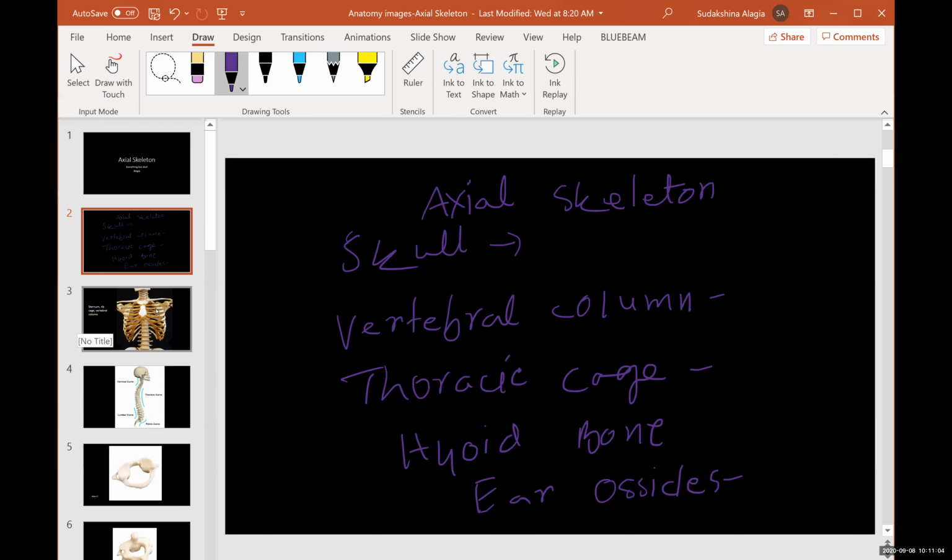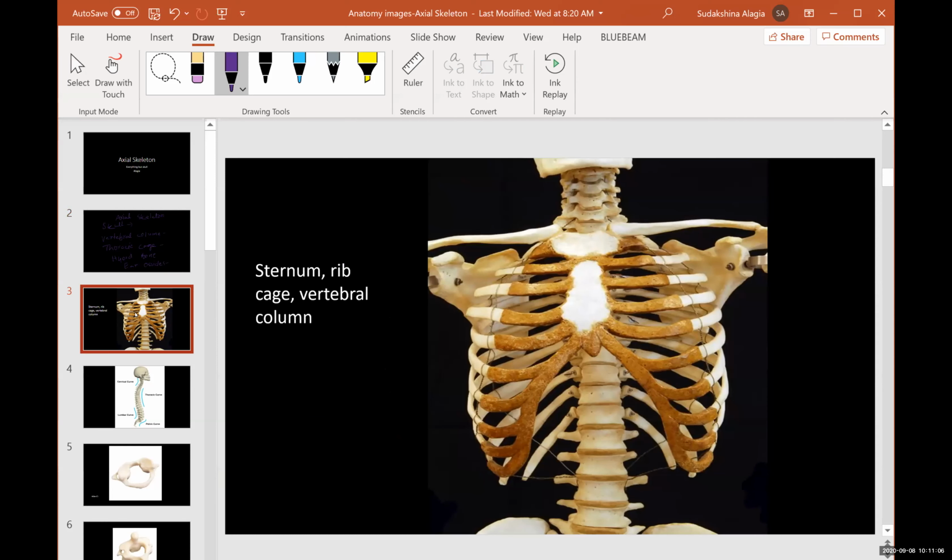So let's first look at some of these structures in integrated skeleton. So this is an integrated skeleton for the axial skeleton. So basically, besides skull, we got the vertebral column. We call it axial because it's along the axis of the body. If you draw a central line through the torso, basically that's the axis of the body. So the skeleton that's basically along the axis of the body is axial skeleton.